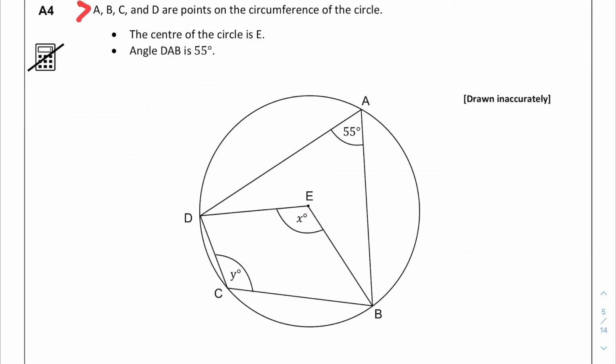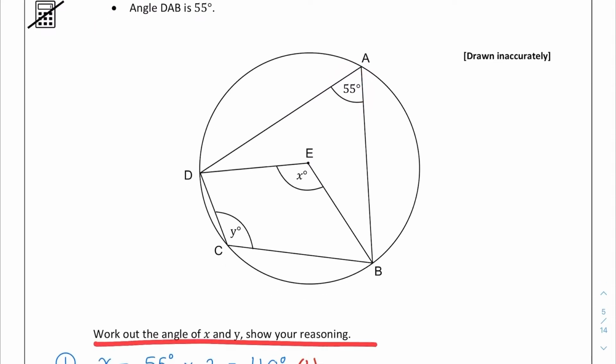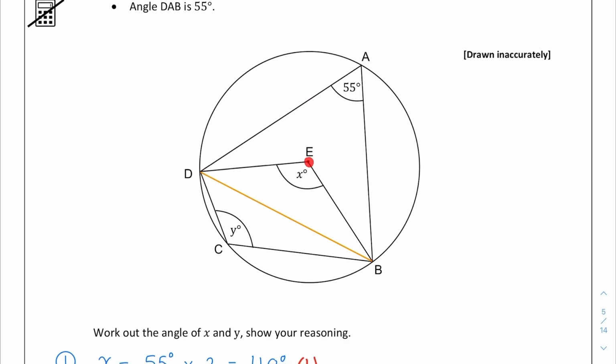So over here, we've got points A, B, C, and D that lie on the circumference of this circle. The center of the circle is E, and angle DAB is 55. We're asked to work out angle X and Y and also show our reasoning. Let's start off with angle X. We can see that from the chord DB, there's an angle produced at the center and there's an angle produced at the circumference. One of the circle theorems states that the angle at the center is twice the angle at the circumference. So X is going to be 2 times 55. 2 times 55 is 110 degrees.